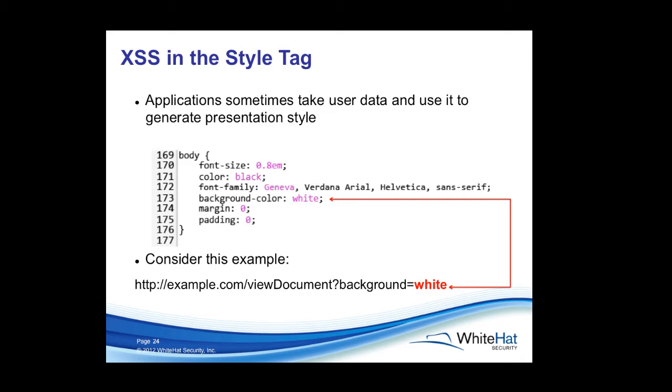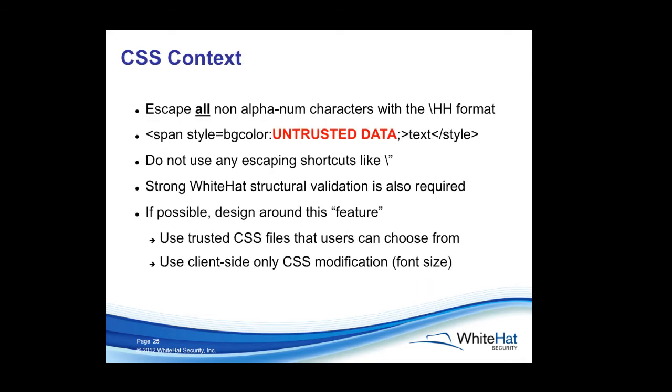We see this in news articles where if you want to change the font size of a news article, they very often give you an up or down arrow to increase the font size. This lets the user dynamically change the style of the page without having to do a round trip with the server and worry about untrusted data landing in these dangerous contexts. But if you have to do this, you want to do cascading style sheet hex output encoding, in addition to incredibly strong structural validation of untrusted data.